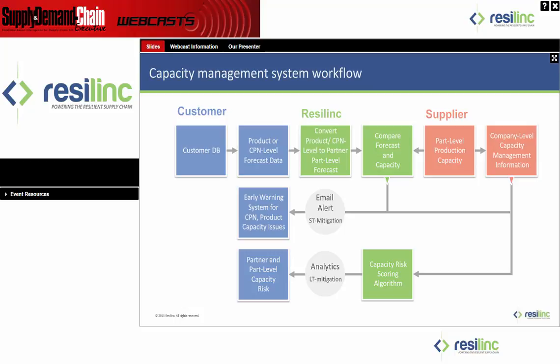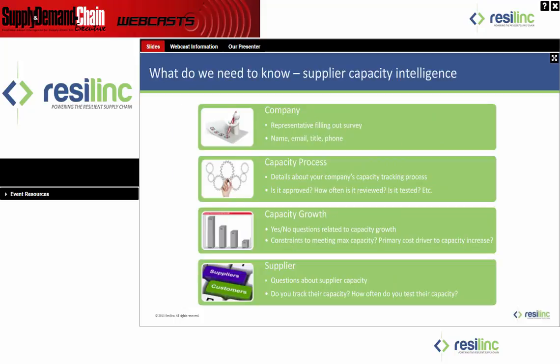Because of the data that we collect from suppliers around capacity management, we're also able to quantify capacity risk in the form of a score on a scale of 1 to 10. The risk score then becomes a part of the comprehensive risk profile that our system creates about your supplier and the supplier parts that you buy from them.